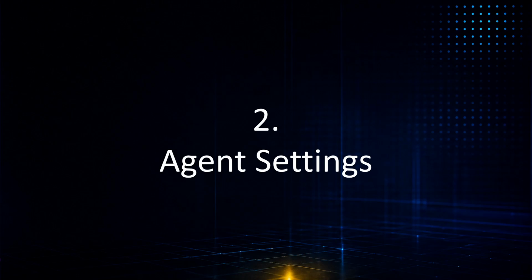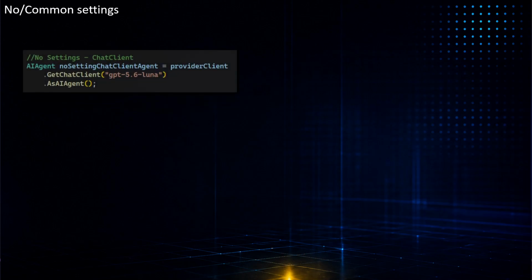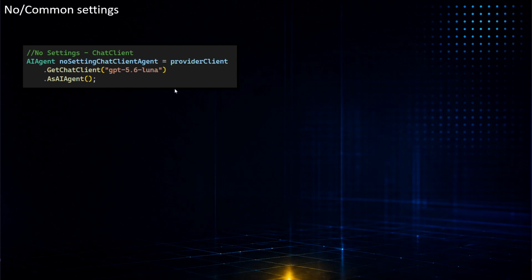Moving up to the main part of this, the agent settings, we have options to make our agents from absolutely no settings to an endless amount of settings. So if we want to have an agent with no settings, the only real setting we always need to set is what model we are going to use. If we do something like this, it will actually work. It will just use the stock model, in this case GPT-5.6 Luna, for our agent, and it will not answer in a specific way.